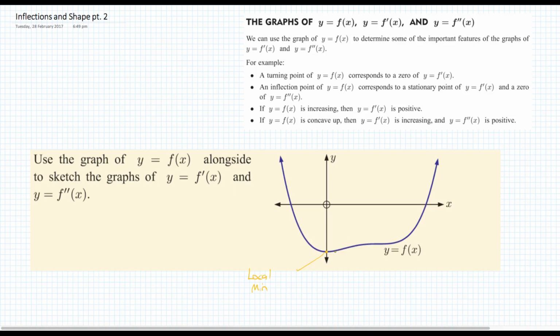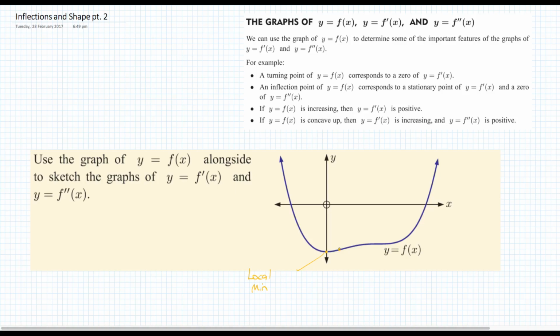Somewhere along here, it seems like we've got an inflection point. What the inflection point is going to look like is where the slope of our function goes from increasing to decreasing, or vice versa. From here, it looks like it's increasing, then around about here somewhere, it looks like the slope's now decreasing. So let's put one in about here.